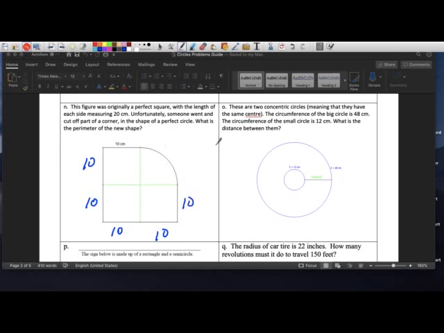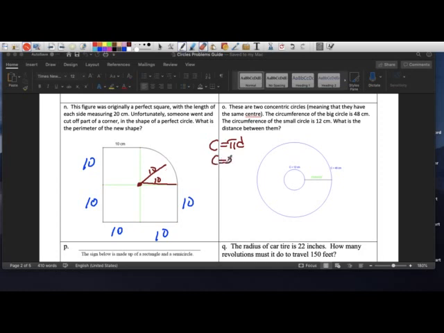So I need that curvy part, right? And that curvy part represents 1/4 of the circumference. One full lap is a circumference, but we're not taking the full lap around the circle, so we just need 1/4 of the circumference. If you find the circumference and divide it by 4, we'll know exactly how much that little curvy part is. Okay, so circumference C equals pi d. What's the diameter? This right here is the radius. If the radius is 10, that means the diameter is 20.